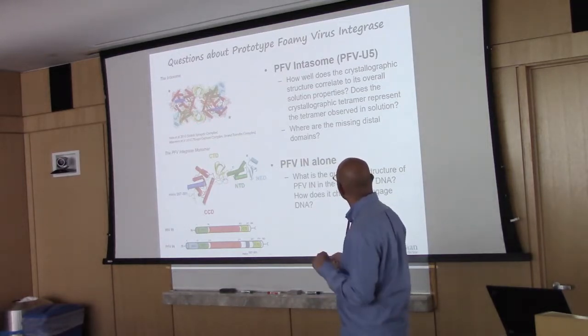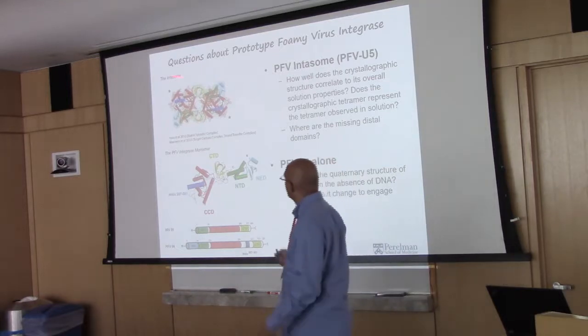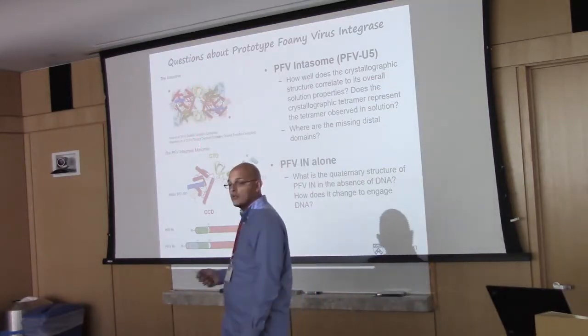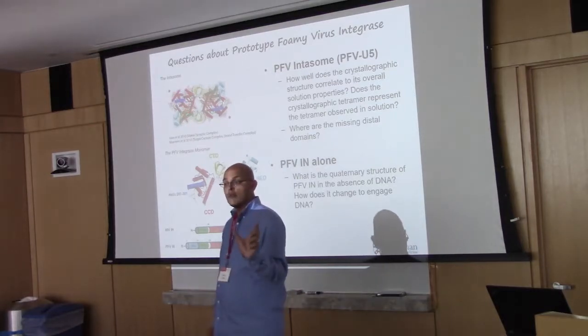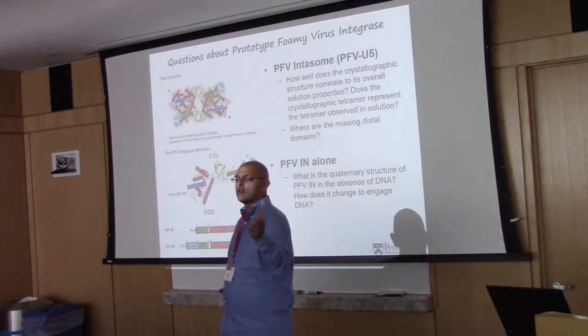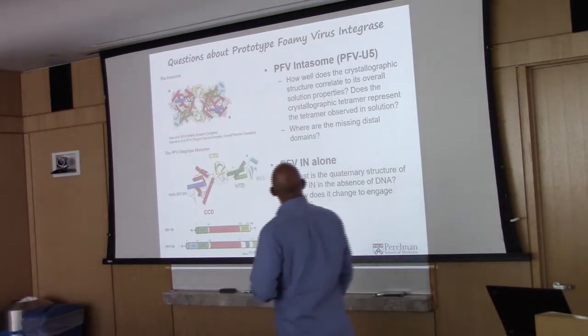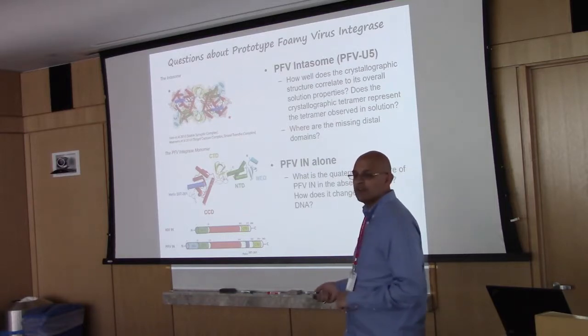I'll talk more about that in a second, right? And so we wanted to ask the question: how well does that intasome, which only has half of it in the asymmetric unit of the crystal structure, correlate with the solution properties? Is it really the bona fide tetrameric intasome, or is it just a crystallographic artifact? And where are those missing domains? Kind of denoted here with these little asterisks.